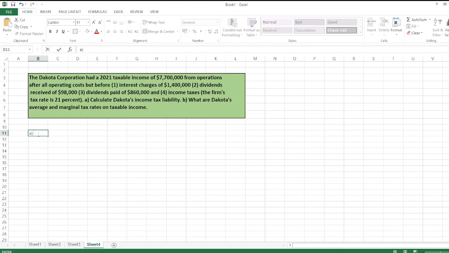So let's start. First, we calculate income tax liability. So let's calculate taxable income. Taxable income is equal to 7.7 million minus interest charges 1.4 million plus dividend received. Only 30% of dividend received will be considered in taxable income. So $98,000 times 30%. So taxable income is equal to 6,329,400.